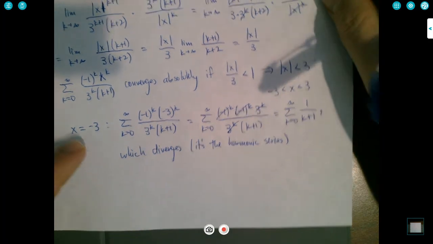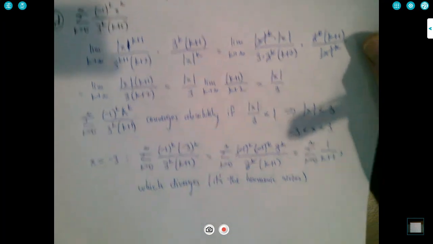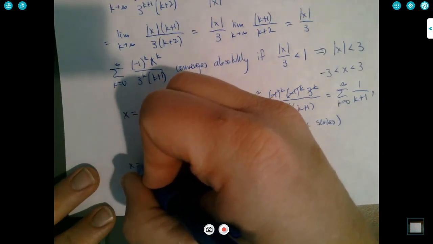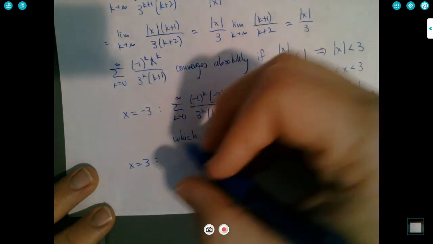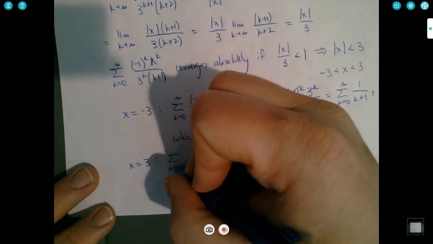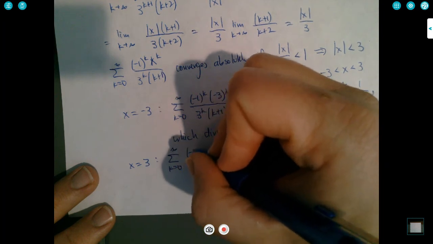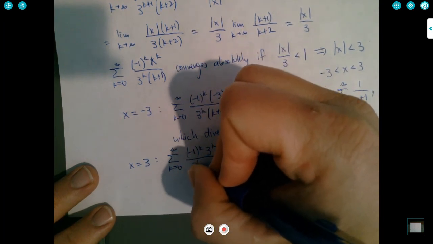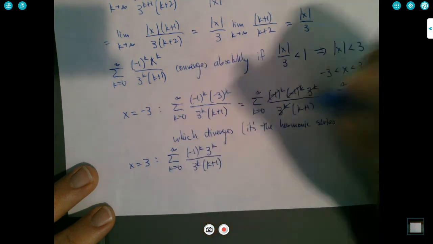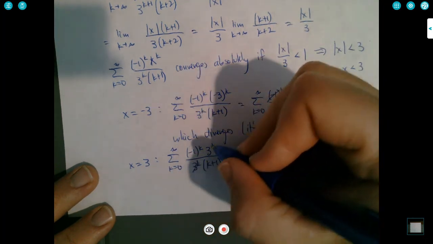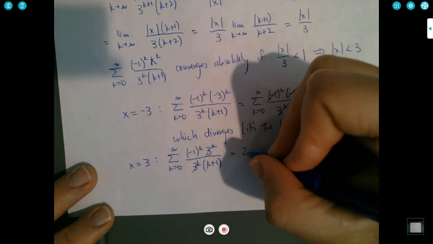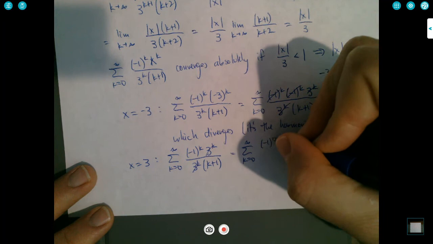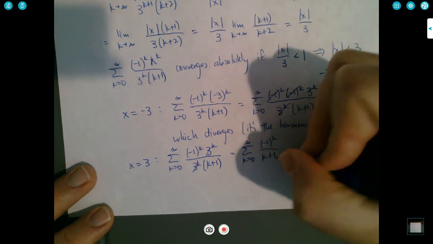Okay, so when you plug in -3 to this thing here, you just get the harmonic series, which is divergent, right? What about when x equals positive 3? What happens there? We get negative 1 to the k times positive 3 to the k over positive 3 to the k times k plus 1. Those things will cancel. You get negative 1 to the k over k plus 1.